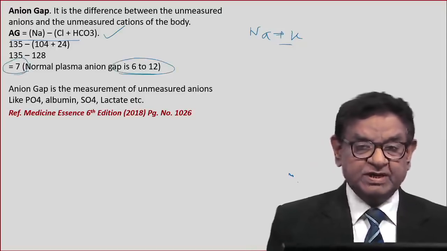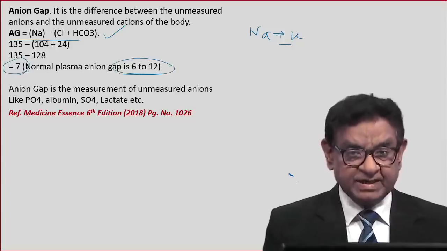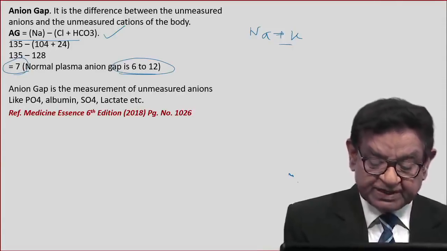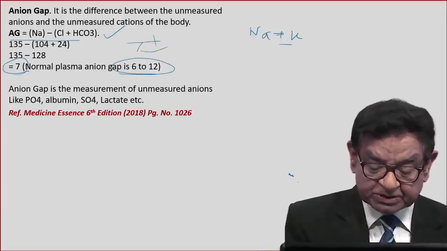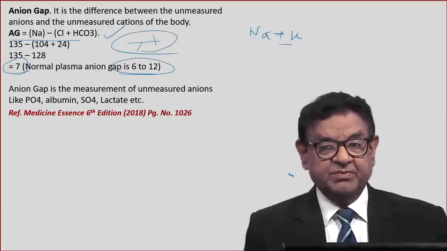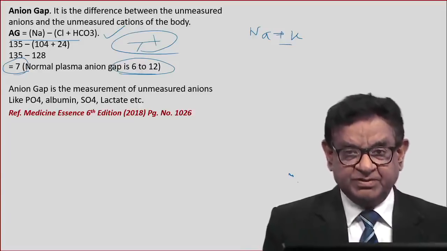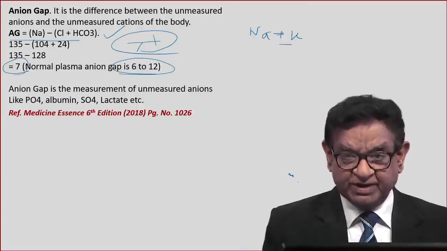So now if I ask you what is anion gap, as per this calculation we are getting 7 extra positive particles, but we know very well that as per the law of electrostatics, positive and negative charges are equal everywhere.